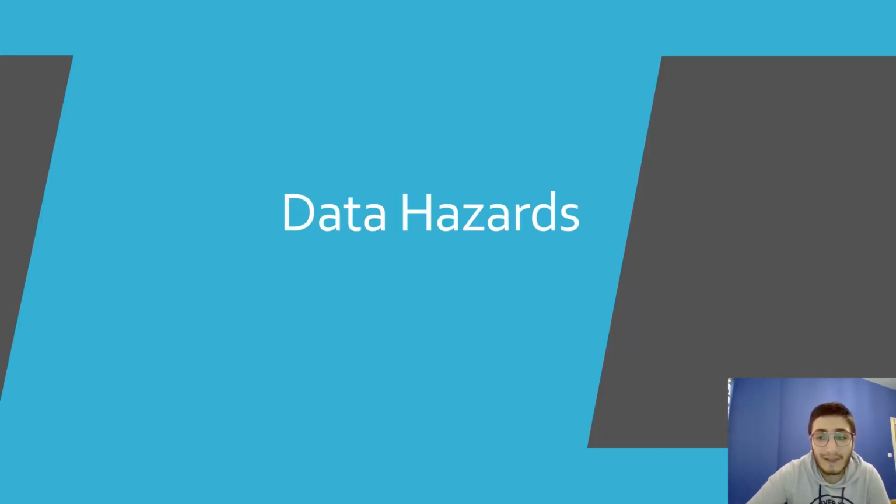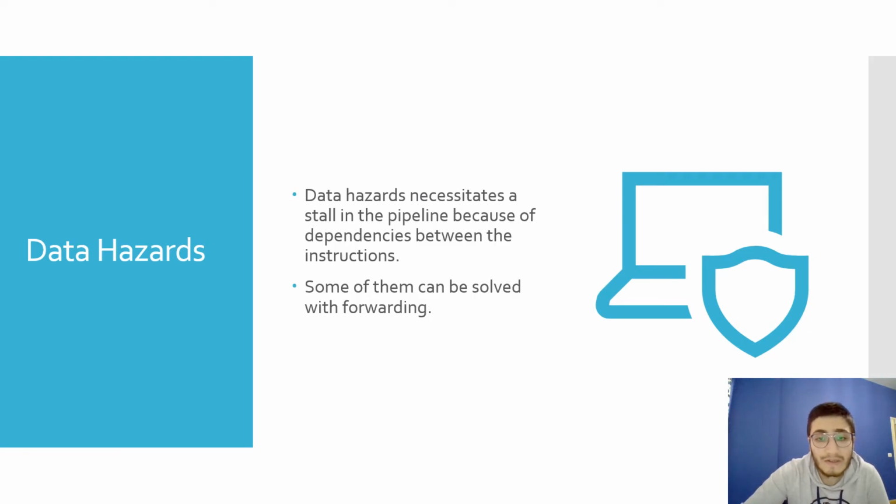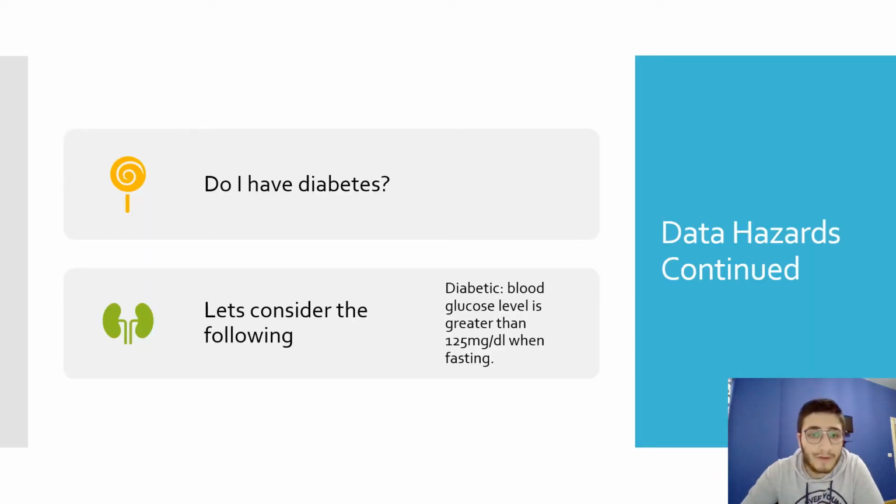Now, moving on to data hazards. Data hazards originate due to the dependency of some instructions on other instructions to be executed. In this case, we can stall the pipeline in order to finalize the execution of these instructions before other instructions are executed. To better understand the problem at hand, we will consider the problem: do I have diabetes? Someone is considered diabetic, or to be more scientifically correct, hyperglycemic, if the blood glucose level is above 125 milligrams per deciliter.